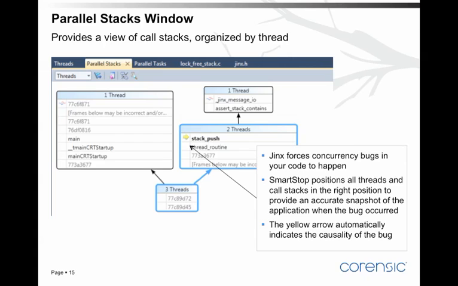The yellow arrow indicates the causality of the bug, or the thread in this particular case, where the bug occurred, so that you can drill into your application and find out exactly how to fix your application.